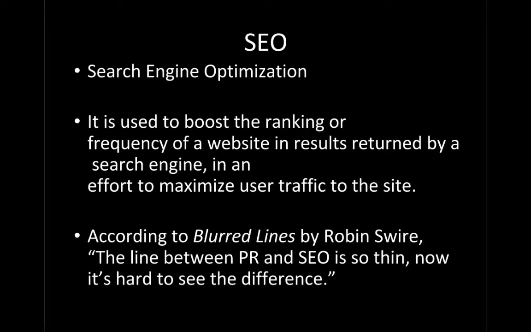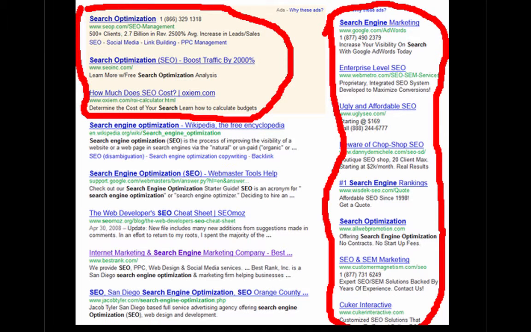According to Blurred Lines by Robin Swire, the line between PR and SEO is so thin now that it's hard to see the difference. SEO is really becoming a perfect tool for public relations practitioners to get familiar with and use in order to make their companies visible and relevant to consumers on the internet. Now, as you see in this picture, the area circled in red is paid results or advertisements. The results not circled are unpaid results or organic results. Those organic results appear because of SEO.